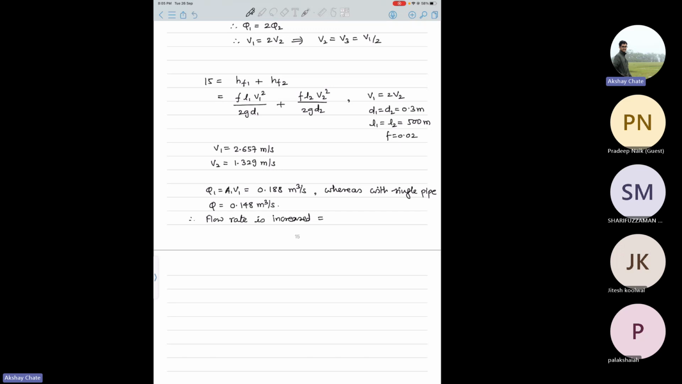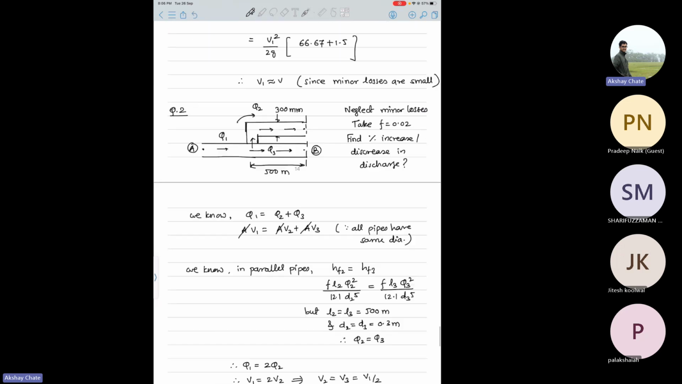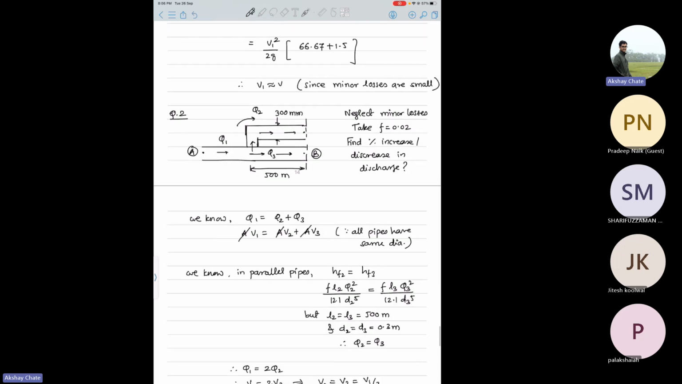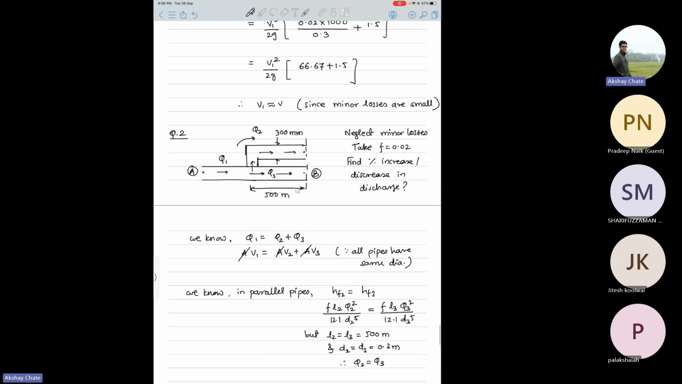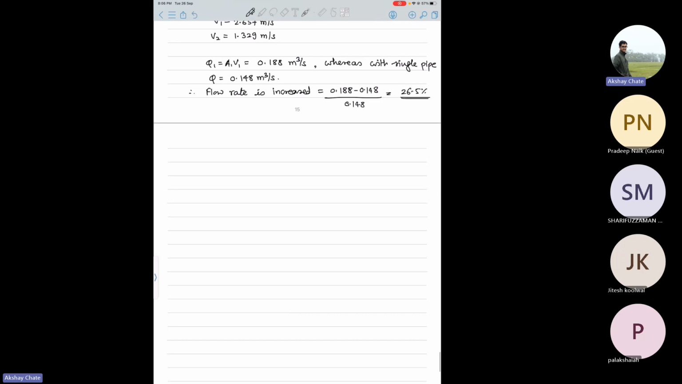So for that, it will be 0.188 minus 0.148 divided by 0.148, because initial value we have to take in the denominator. It will be approximately 26.5%. So this is one type of problem that can be asked between series and parallel combination.